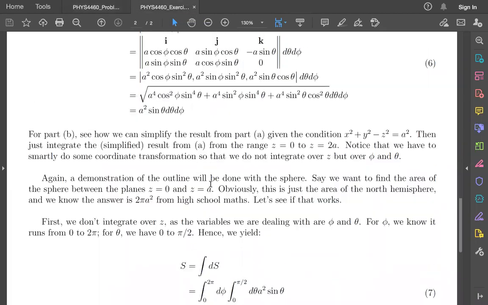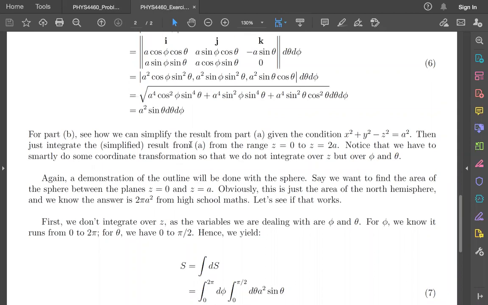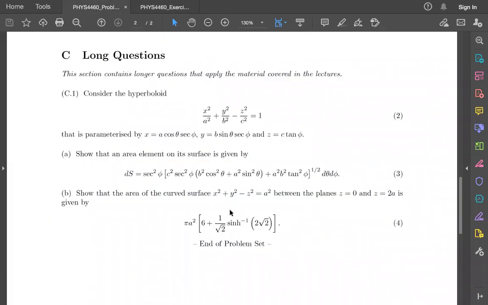Again, we can see a very similar example by just using the sphere. But first of all, before we move on to the sphere, we can just take some time to look at this expression. You can see that this expression is very similar to the very first expression here, which represents the hyperboloid.